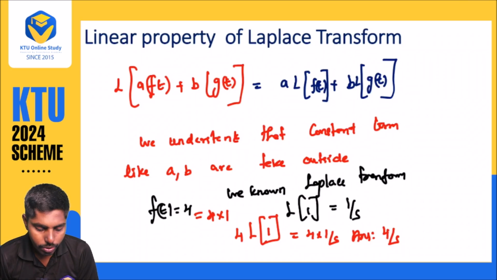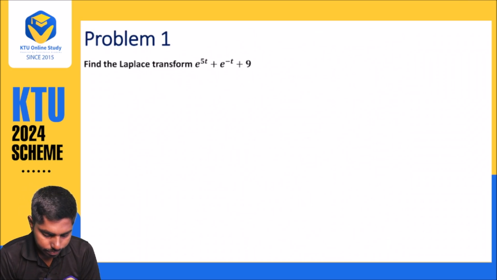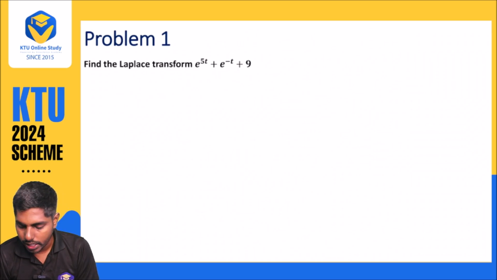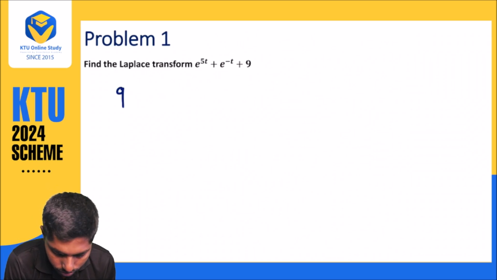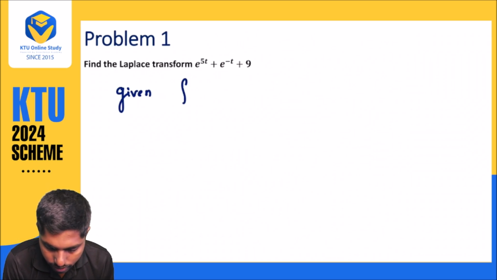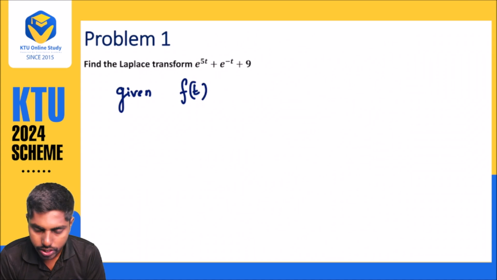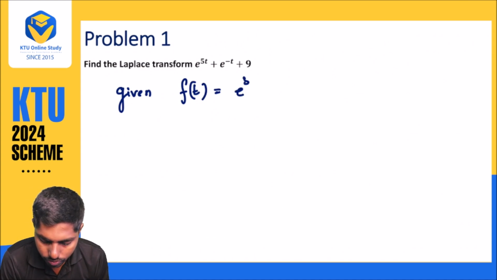Now we will go to a few problems. So here, what is the thing they have given? First write the given. Given f of t is equal to e power of 5t plus e power of minus t plus 9.